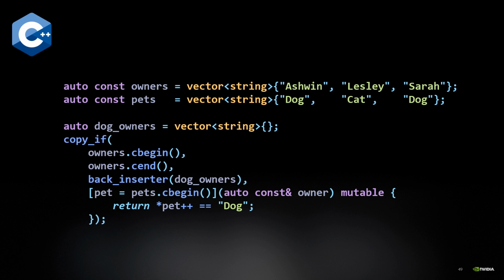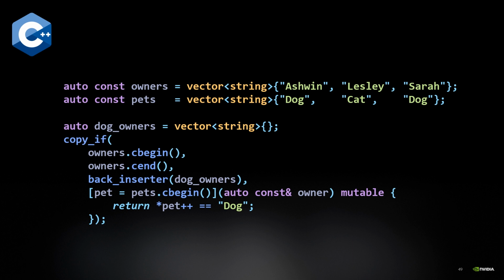But then in our lambda, what we have to do here is something that's, in my opinion, an anti-pattern. We're marking our lambda mutable, and then we're capturing an iterator into the pets vector that we're going to be incrementing and basically checking, is the current iterator that we're pointing to a dog? If so, then we do a copy from our owners vector.